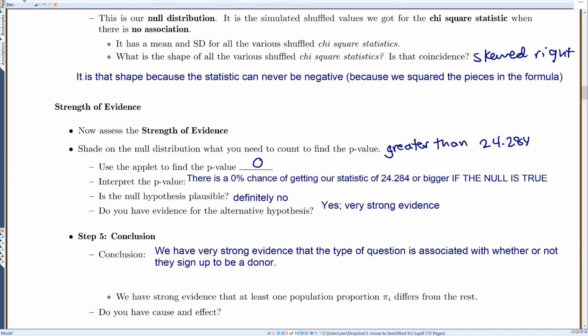I can write it like that. I could technically also write it like this. So I could say we have strong evidence that at least one population proportion, those PIs, differs from the rest. Okay. So remember we said if the null is true, if there's no association, then the proportion of donors in each group should be the same. Okay, so the opposite of that and the alternative is at least one of them is different. We're not saying which one, we're just saying at least one is different.